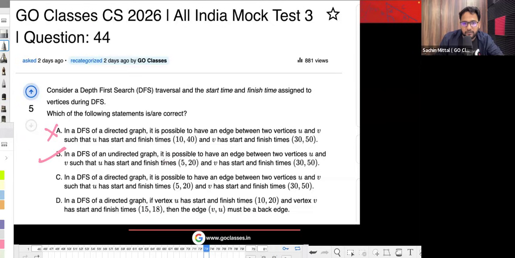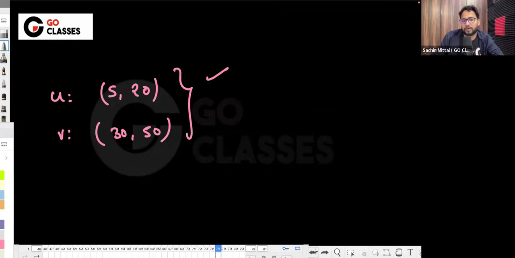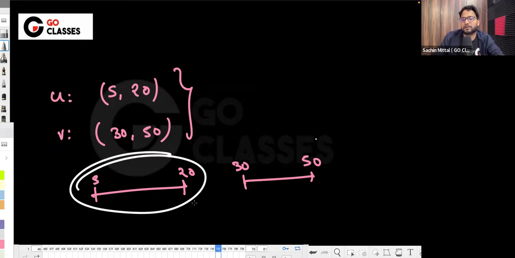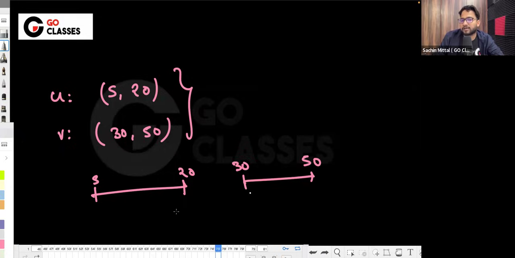Basically, in an undirected graph, this is important. In an undirected graph, is this possible? This is 5-20 and this is 30-50. They are saying in an undirected graph it is possible to have completely disjoint intervals, which means once this is finished, then you are starting this. Actually, in an undirected graph it is not possible. Why? Because in an undirected graph there is no cross edge. This is possible only when you have an edge like this.